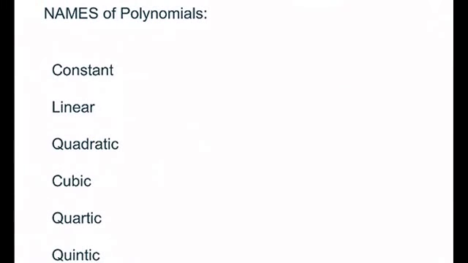So those were all types of polynomials, but now we're going to look at names of polynomials. Each type of polynomial refers to the number of terms. The names of the polynomials refer to the degrees of the polynomials.